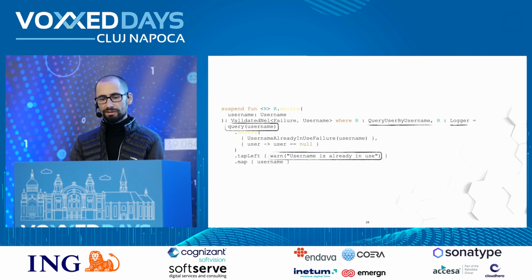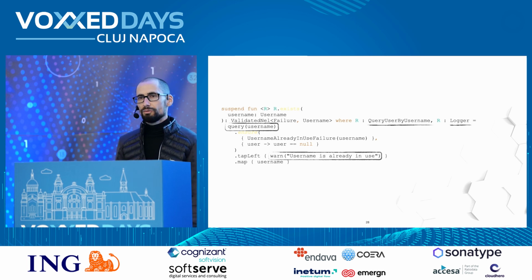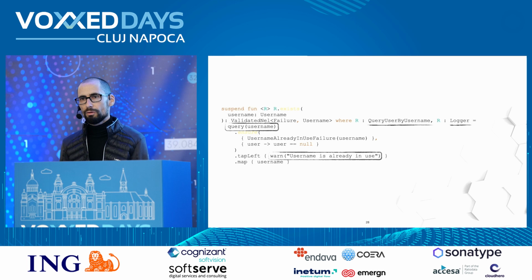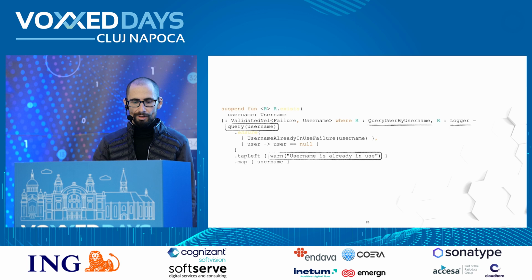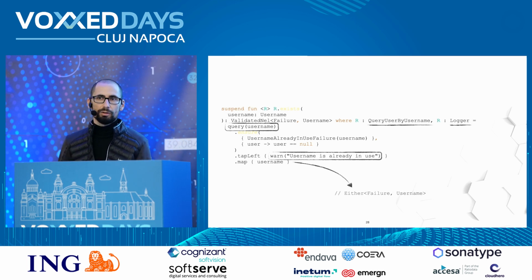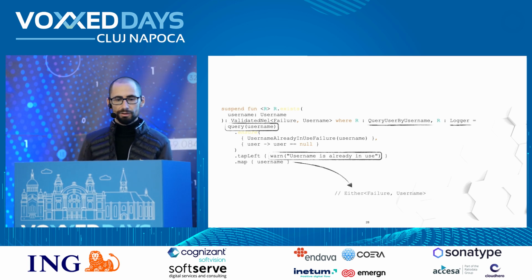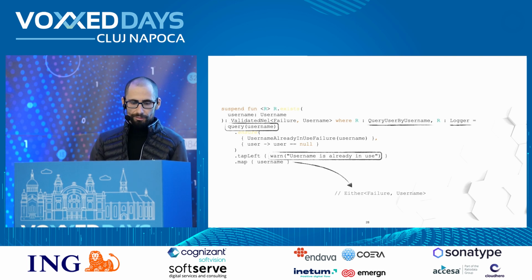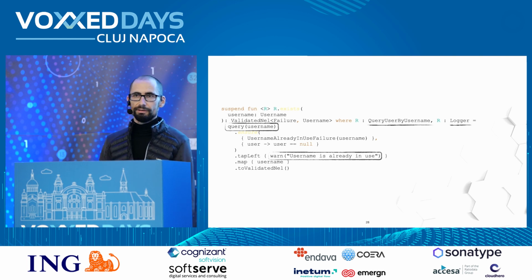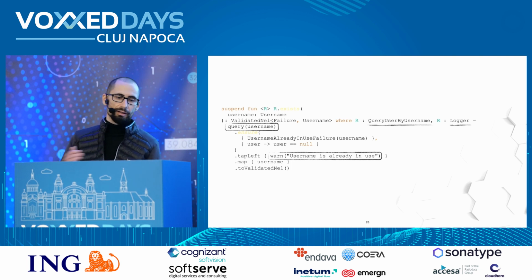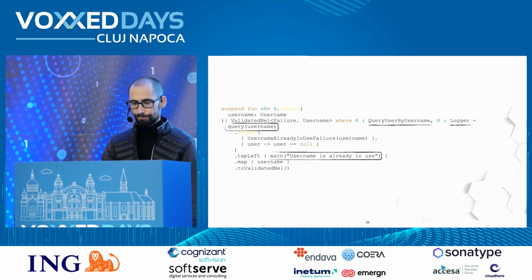Warn is part of the logging framework that we are using, because if a user exists, maybe we want to log a warning, hey, this is already present inside your database. However, if you remember, our query function was returning an either, but we need a validated. The good news is that we can switch very easily between these types by using Arrow, and Arrow has an extension function called toValidatedNel, which we can apply to an either and get back a validated non-empty list.